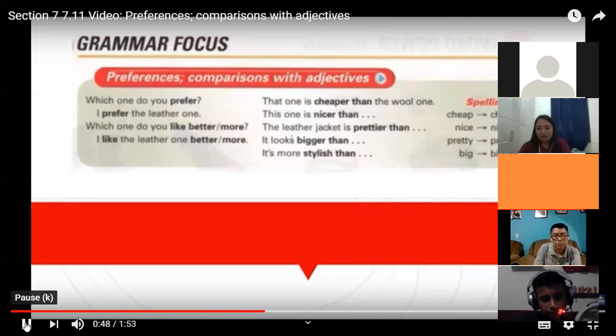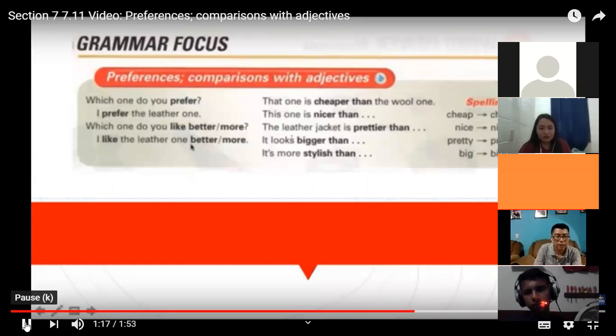Spelling. Cheap. Cheaper. Nice. Nicer. Pretty. Prettier. Big. Bigger. To express preferences in English, we may say, I prefer, I like. Which one do you prefer? I prefer the leather one. Which one do you like better? I like the leather one better.